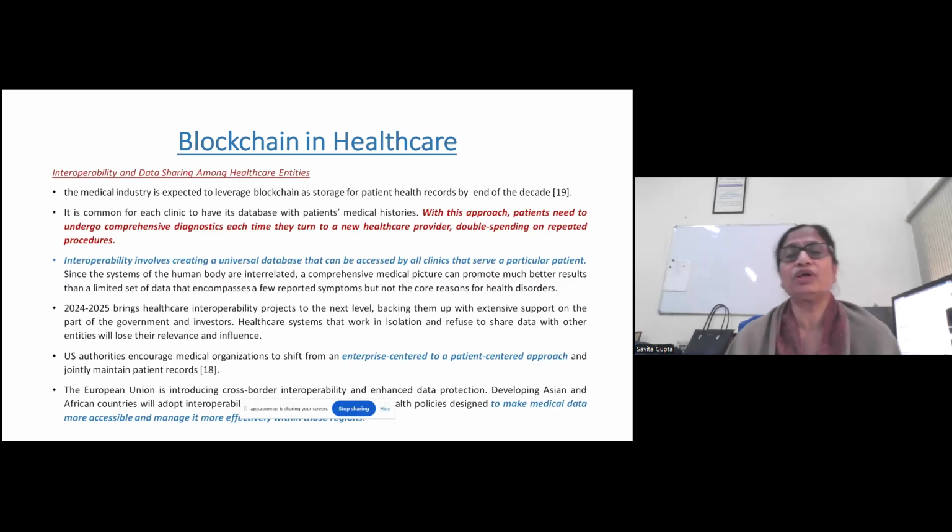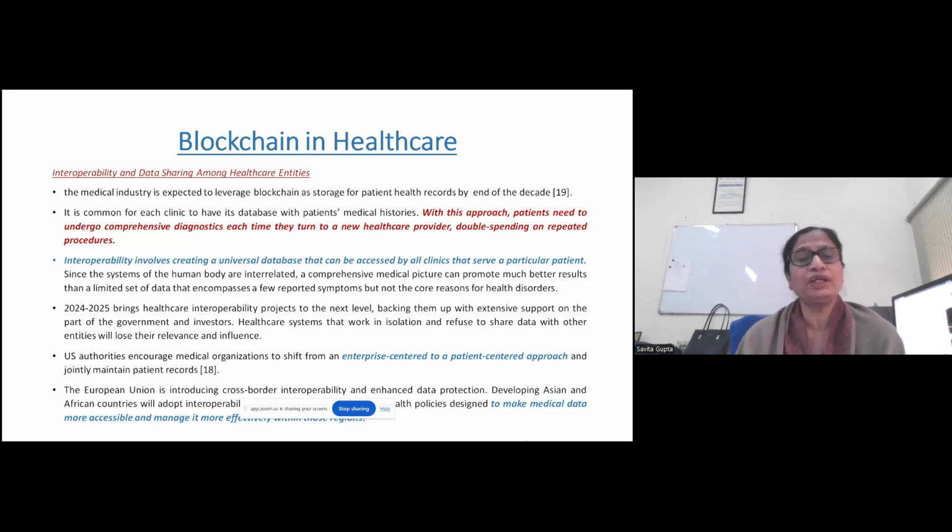So interoperability involves creating a universal database that can be accessed by all clinics that serve a particular patient. By creating a universal data set of patient records, we will be shifting from an enterprise-centered to a patient-centered approach. Right now, healthcare is hospital-centric. Once the universal data set is available, no hospital will work in isolation. They cannot refuse to share data with other entities. The whole data will be available in a single place, and patients can have access to their records. They can share their data with authorized persons and seek medical health services.